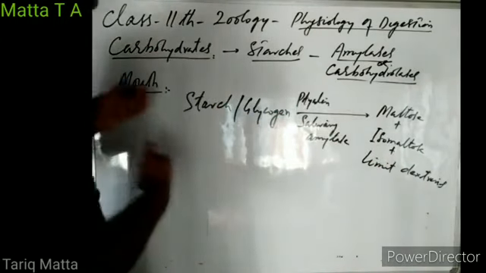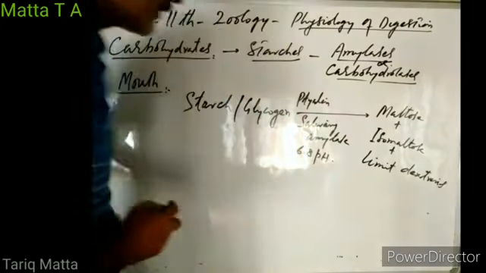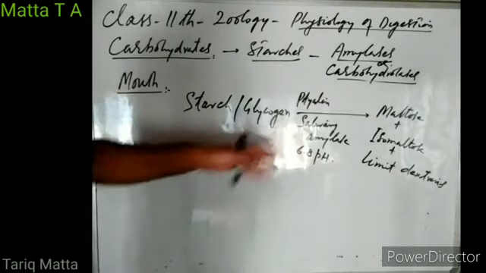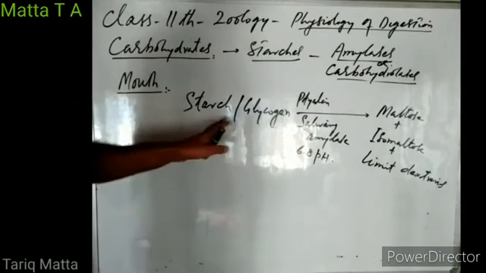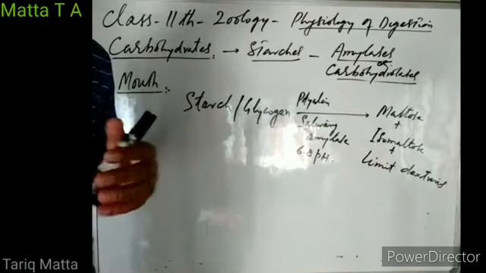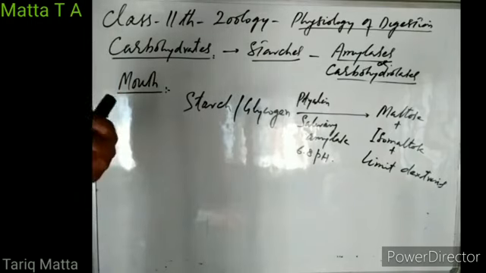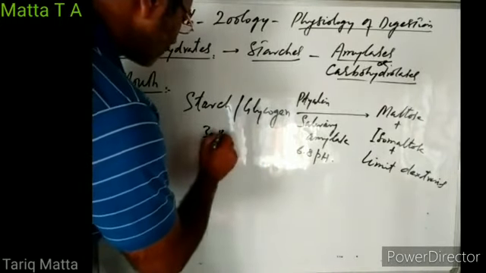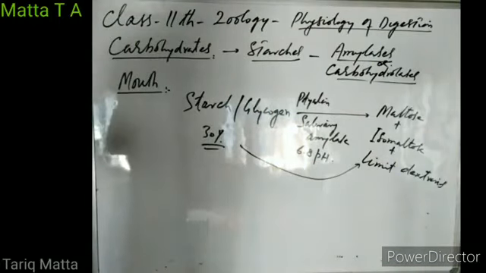This salivary amylase works in slightly acidic medium, 6.8 pH. In our mouth, we have got slightly acidic pH, right? So at a pH of 6.8, this salivary amylase of saliva converts starches and glycogens into maltose, isomaltose, and limit dextrins. If we properly masticate food in our mouth, 30% of starch may be converted into maltose, isomaltose, and limit dextrins only in our mouth.